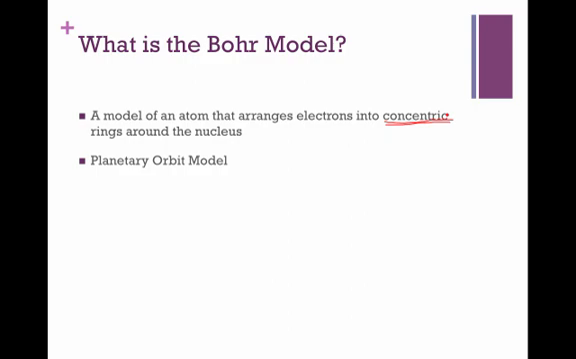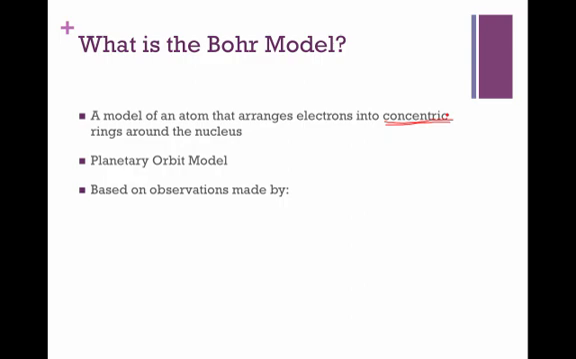A lot of times, because of those concentric rings, this is referred to as the planetary orbit model. Bohr originally made his assumption about electron movement based on the fact that planets orbit around a sun due to the attractive force of gravity, and he basically theorized then that electrons should orbit around a nucleus because of the electromagnetic pull. They're different forces, but they're acting in the same way, and he expected similar results.